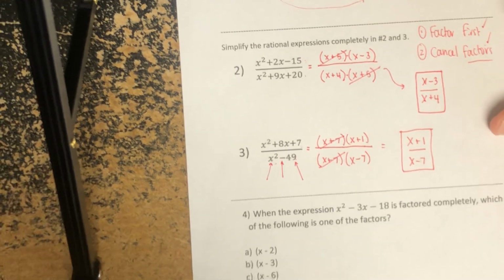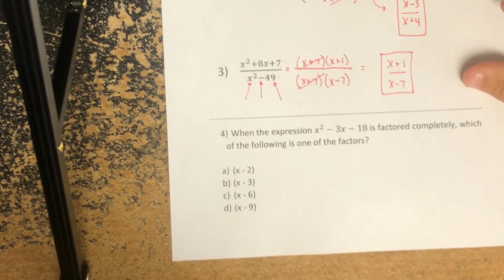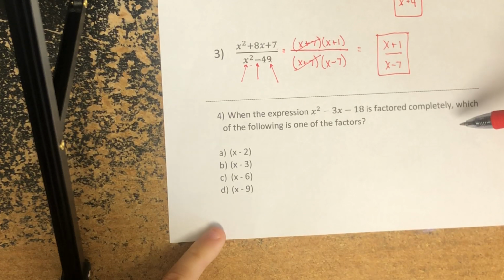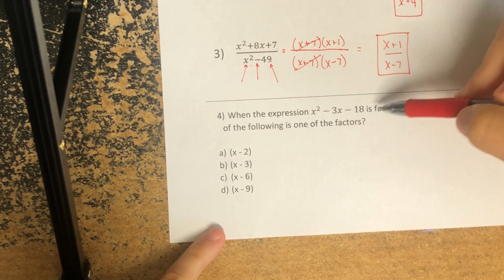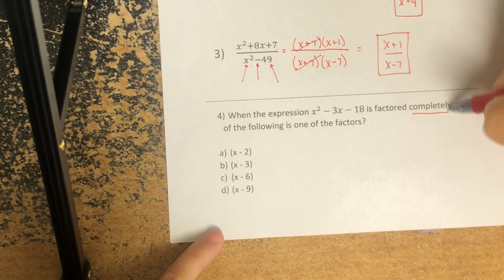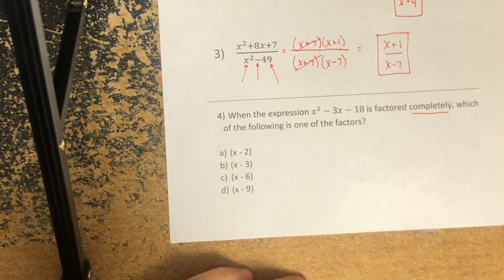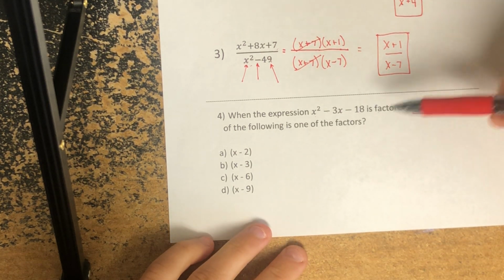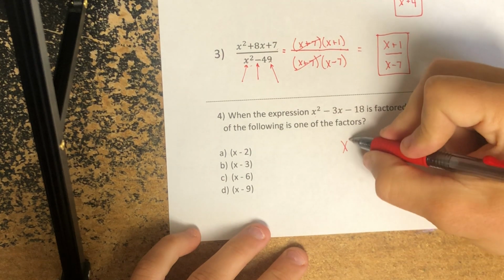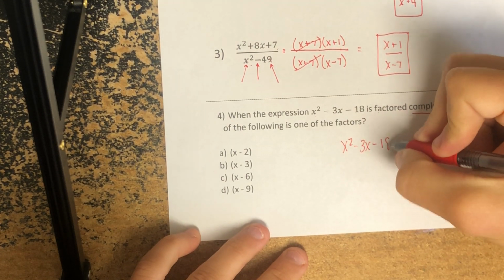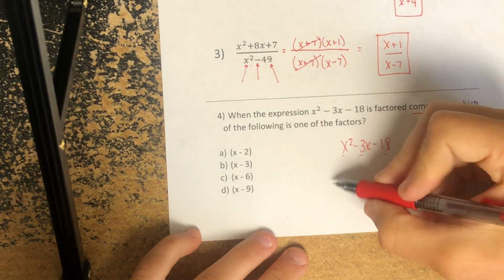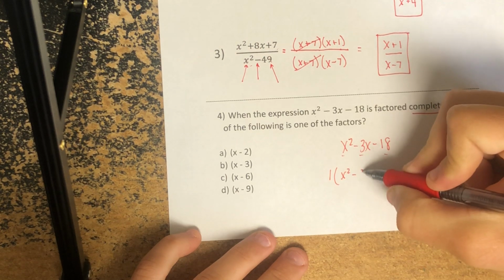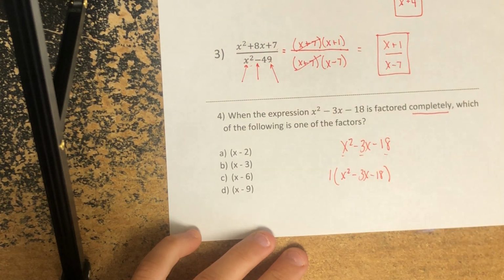That's going to take us to the last question, number 4. It says, when the expression x squared minus 3x minus 18 is factored completely, which of the following is one of the factors? So again, we're going to have to check multiple methods of factoring here. The first thing you should do is check for a GCF. Well, when you check your 3 terms here, the GCF is actually only 1, and writing it like this doesn't really get you anywhere.